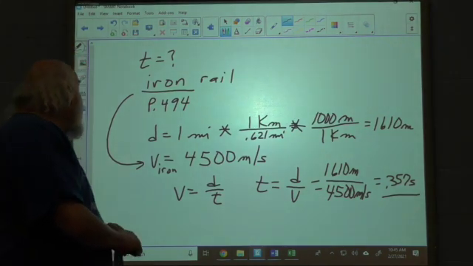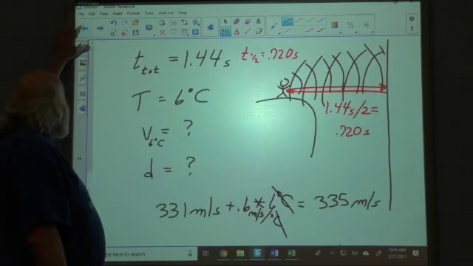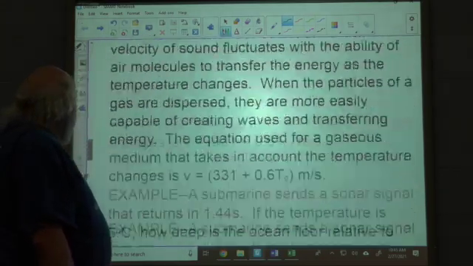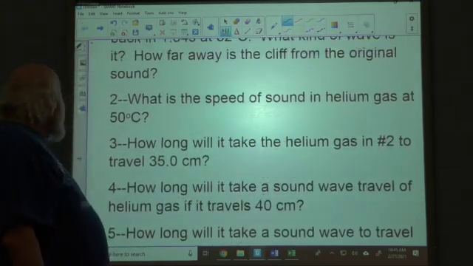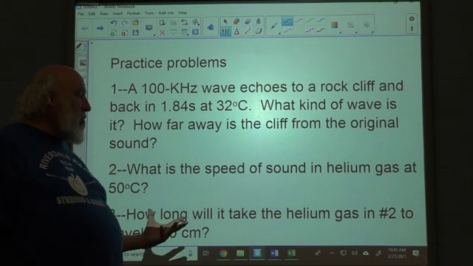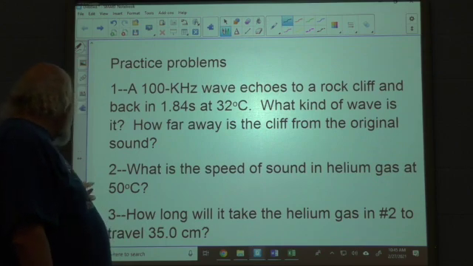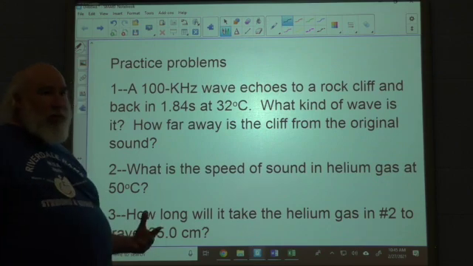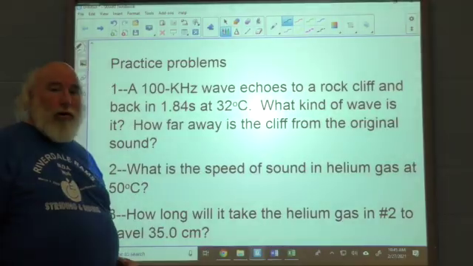So, practice problems. We have 5 practice problems here, all related to the same kind of problems, same situations, relationship of time, distance, and velocity. Have fun.